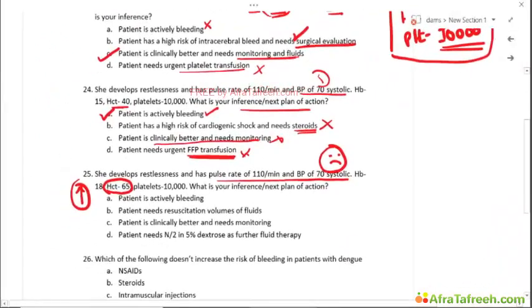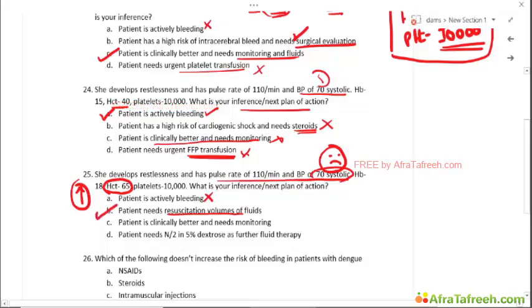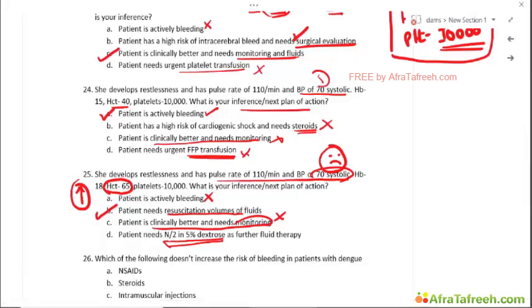Let's see. Is the patient actively bleeding? No. Does the patient need resuscitation volumes of fluid? Yes, because the patient is in shock. Yes, hypovolemic shock, so the resuscitation volume fluids will be required. Is the patient clinically better and needs monitoring? No. Definitely needs monitoring, but he's not clinically better. The patient needs N/2 in 5% dextrose. This is one of the preparations used, especially in pediatrics, as a maintenance or replacement fluid in many conditions, but this is not what is required for resuscitation. Remember, for resuscitation it is crystalloids.